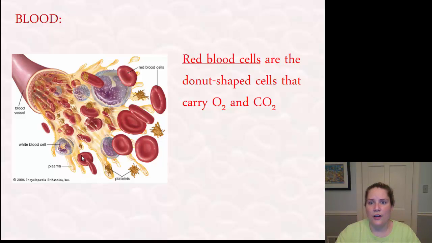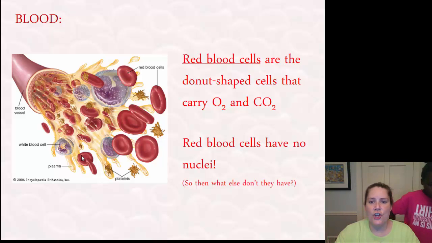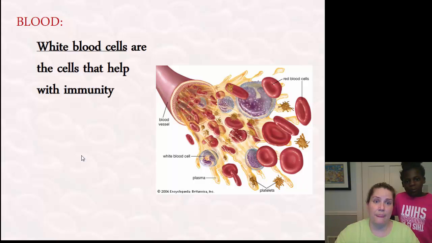Red blood cells are the donut-shaped cells that carry oxygen and carbon dioxide, and they have no nuclei. So if red blood cells don't have nuclei, what else does that mean they don't have? Good, that means they don't have DNA.